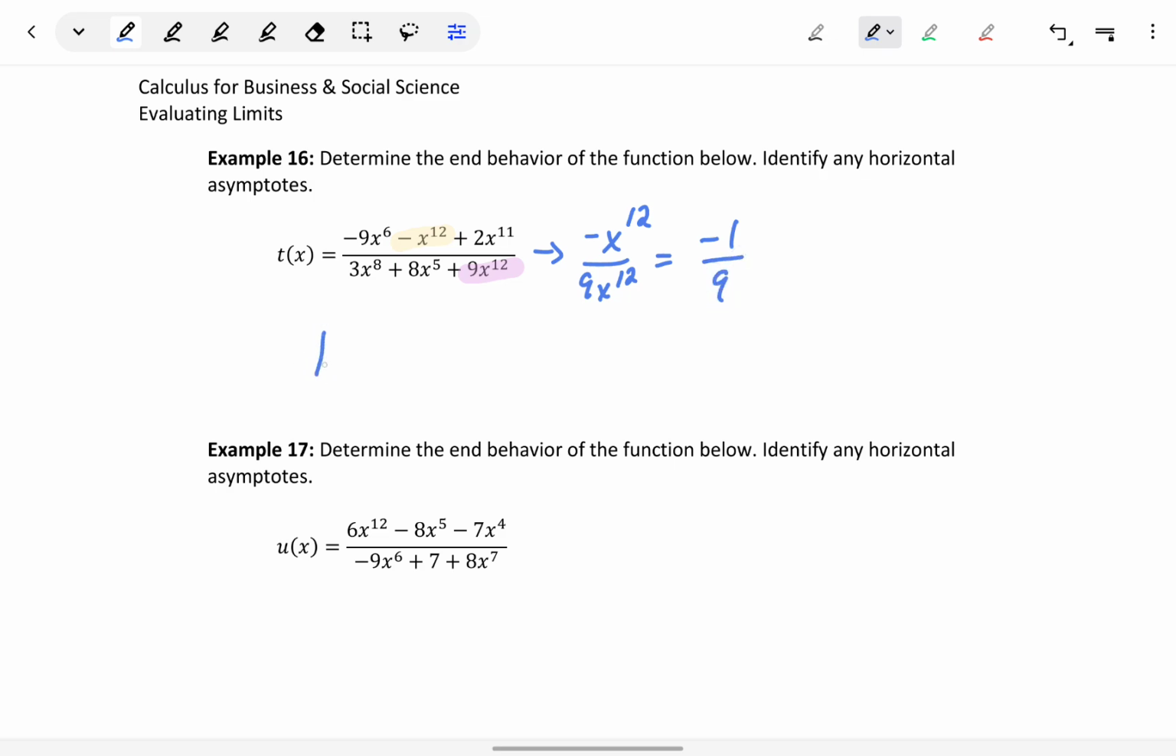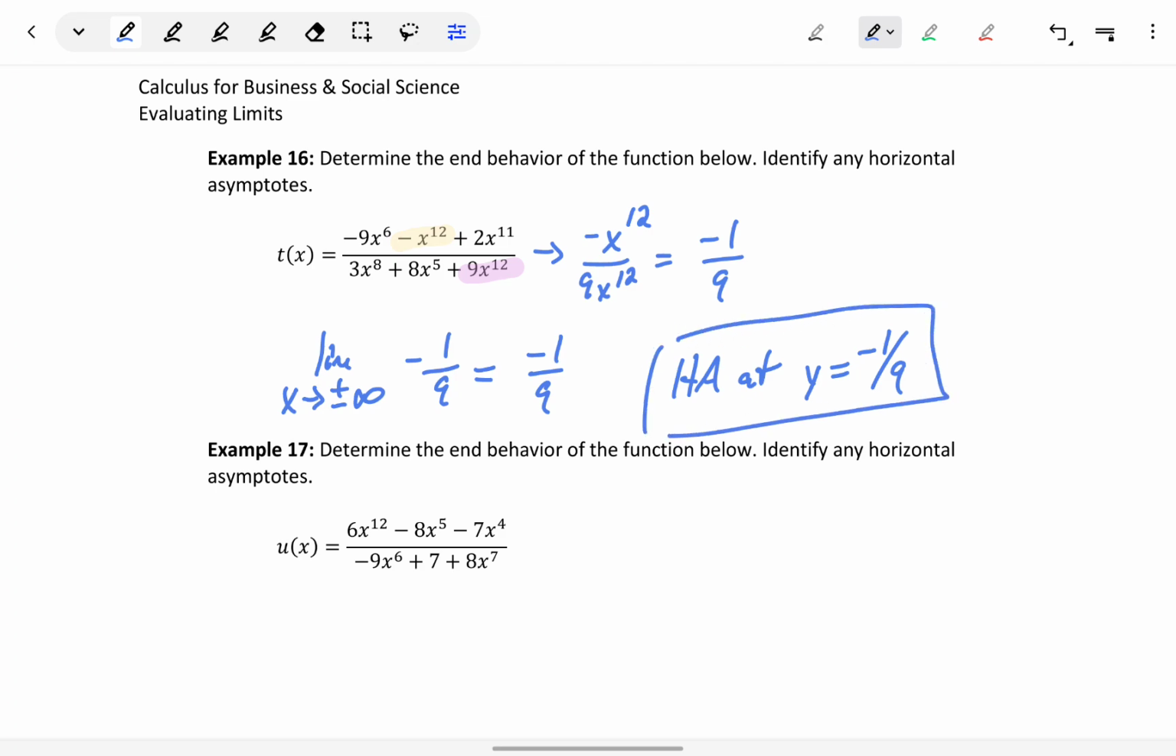Since we just have a constant again, the limit as x approaches both positive and negative infinity, I'm going to use that plus or minus symbol just to reduce my notation a little bit here. In both directions, that limit will be negative 1/9, which means that we have a horizontal asymptote at y equals negative 1/9, since we ended up with a numerical value for those limits in both directions.